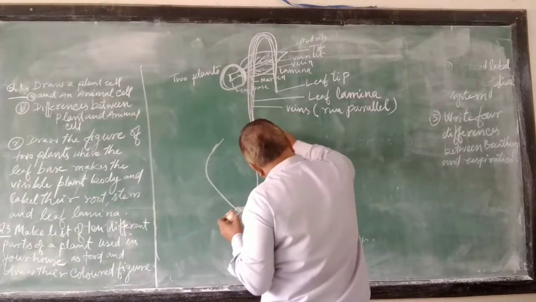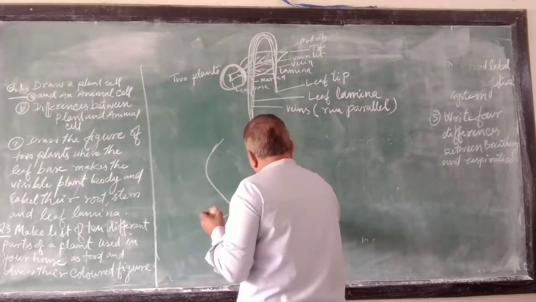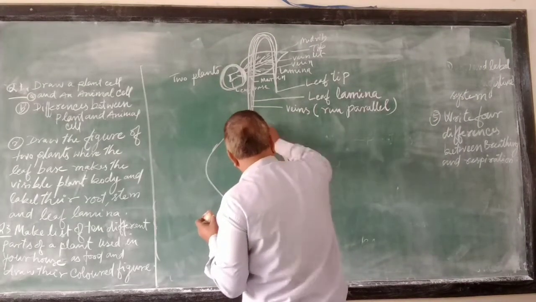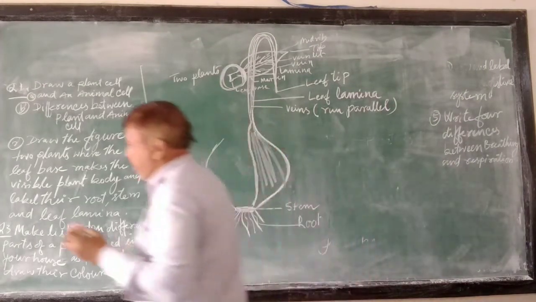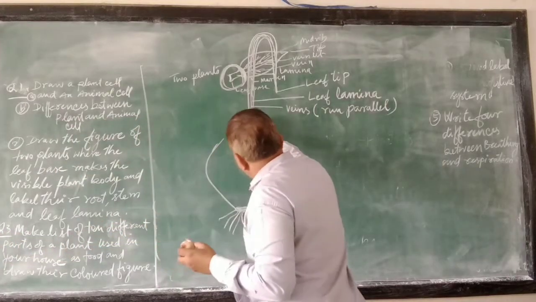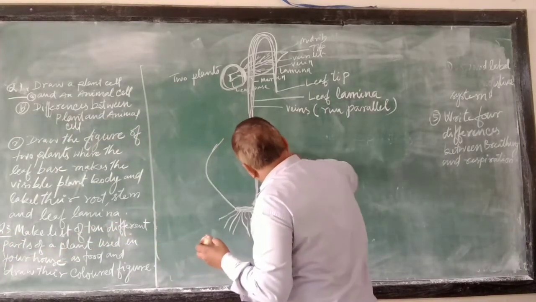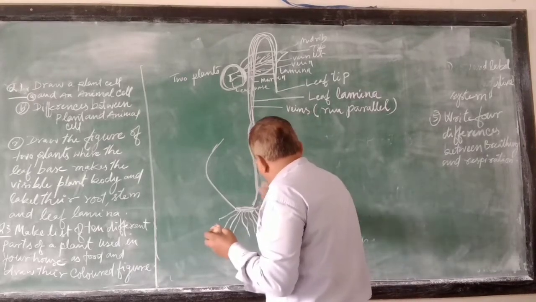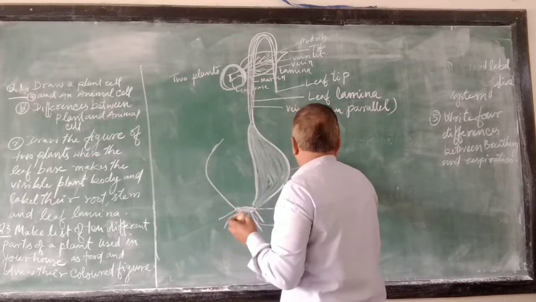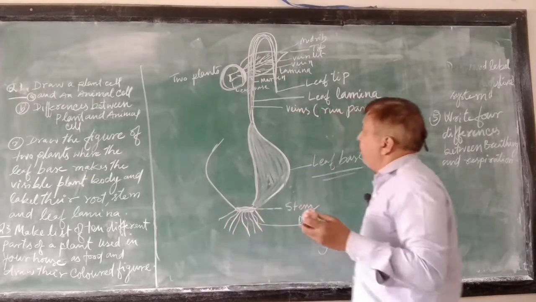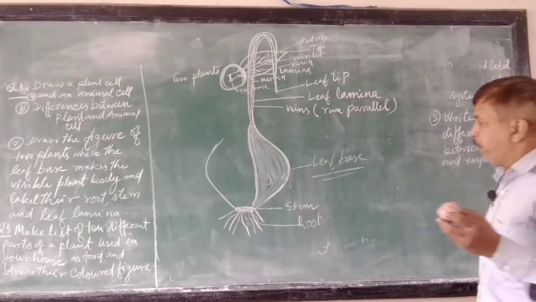But this portion is a thick fleshy part of the leaf. This one that we generally consume in our salads, right? This portion that we generally consume, you see this portion is the leaf base, and this makes the main prominent plant body.